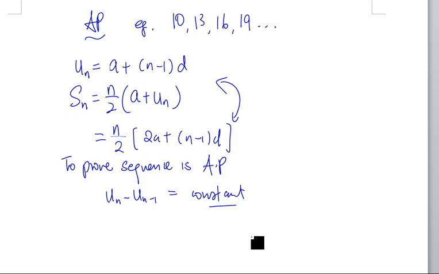Now what if in the end you prove that un minus un minus 1 is equal to n squared? Is it an AP? No. You follow what I'm saying? Why not? Because if it's n squared, it will be dependent on the value of n. So when we say constant, we actually mean constant independent of n. That means it can be any constant like k, whatever. As long as it doesn't depend on n, I think we're good. You follow what I'm saying? Okay? Alright, let's continue.